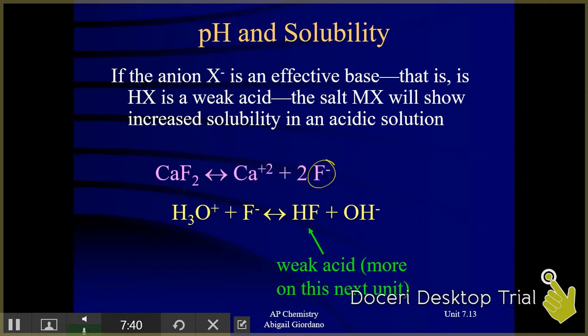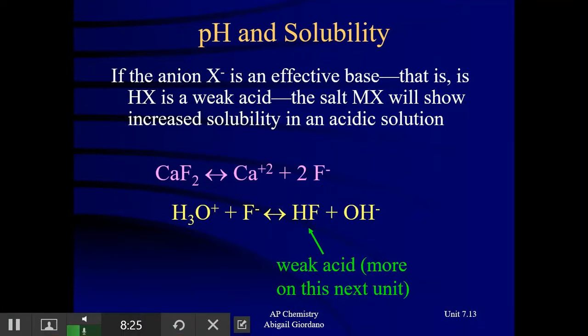Because this F- is going to react with some of the hydronium that is floating around in the environment, that's going to lower its molarity. What is that going to do? That's going to cause a shift in the forward direction, causing some of the solid salt to dissolve, to be consumed, and the dissolved ion molarities to increase. Okay, that's going to cause calcium fluoride, this salt, to dissolve better, to have a higher solubility in this acidic environment. So let's look at a sample problem.